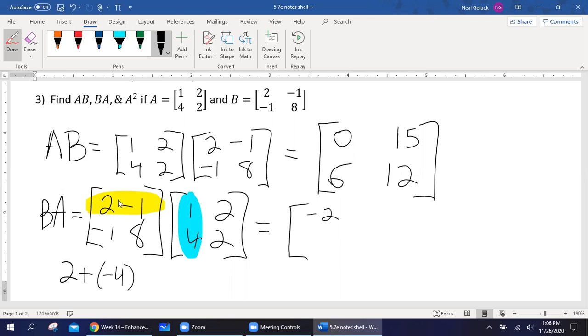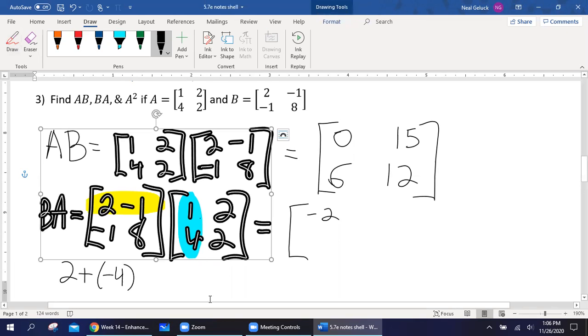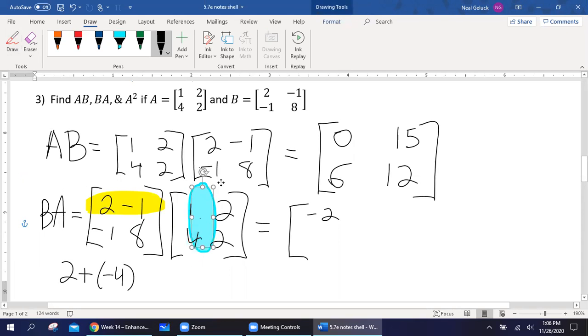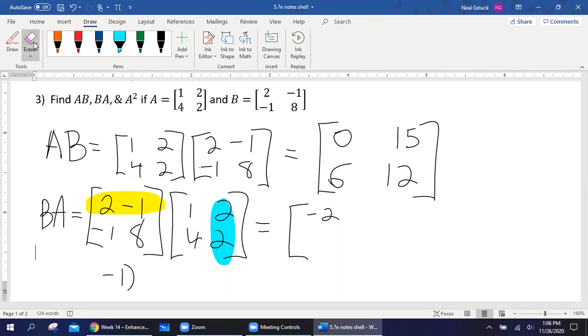Basically, stick with the top row and exhaust all the columns. So I'll move over to the second column. 2 times 2, 4, plus -1 times 2, -2. That goes in the first row, second column. All right, now I've exhausted all the columns.